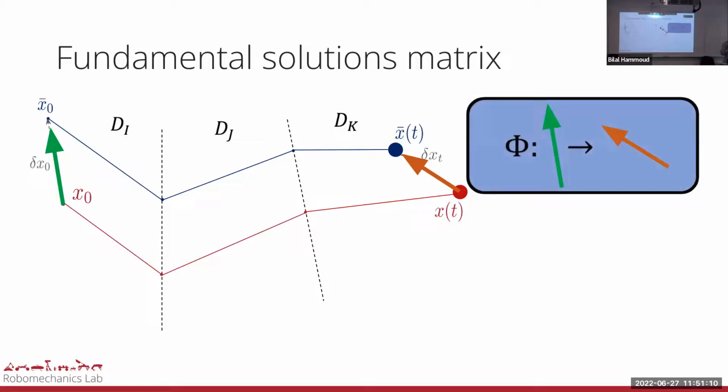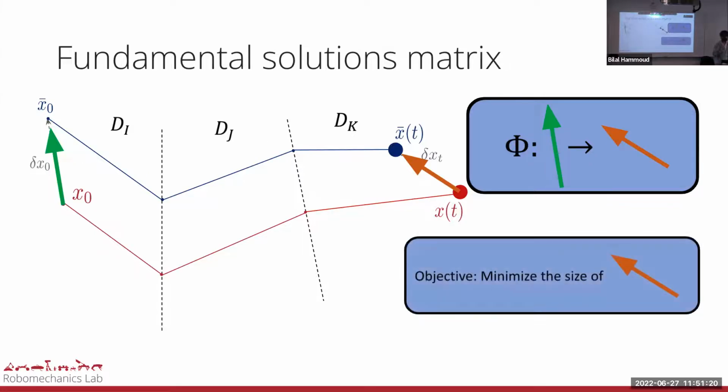So this fundamental solutions matrix I'm calling phi is really just a mapping of the initial error to the final error of this particular perturbed point. And just very generally, what we want to do is minimize the size of this final error.